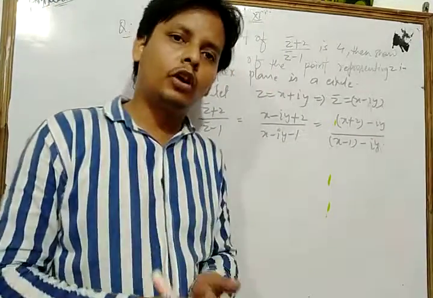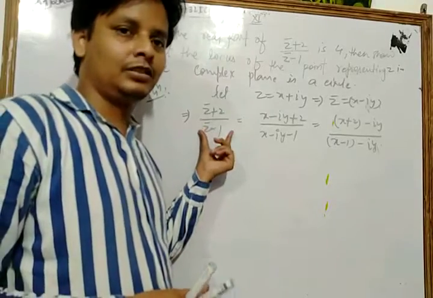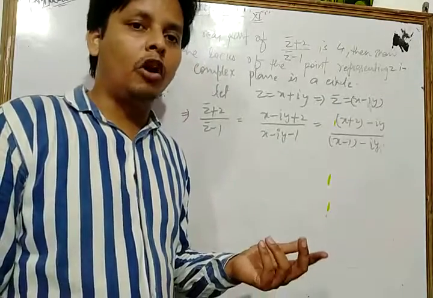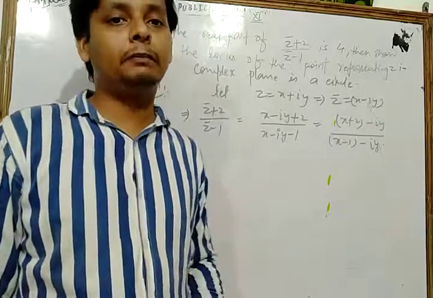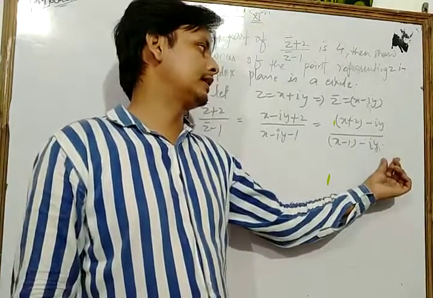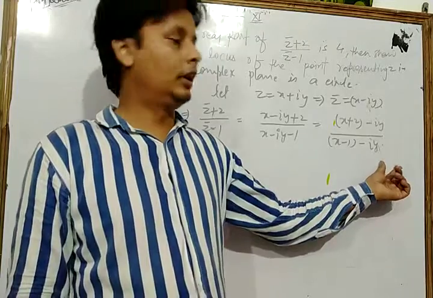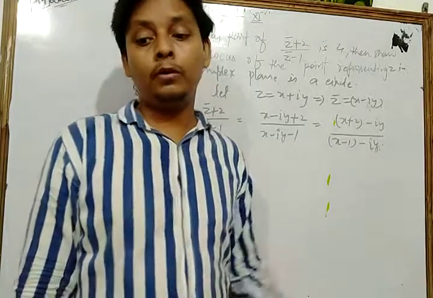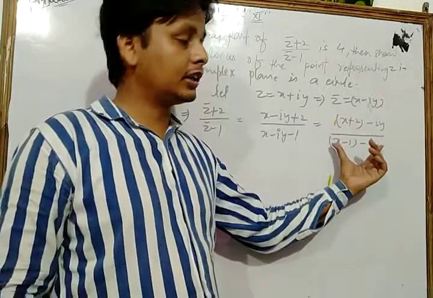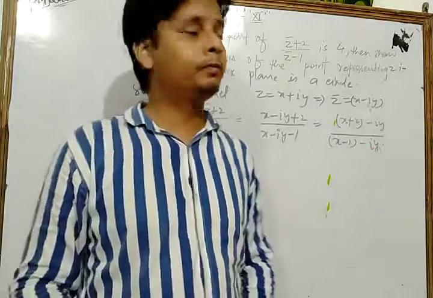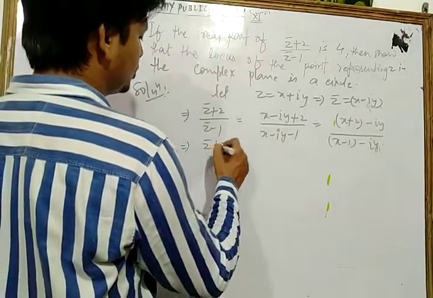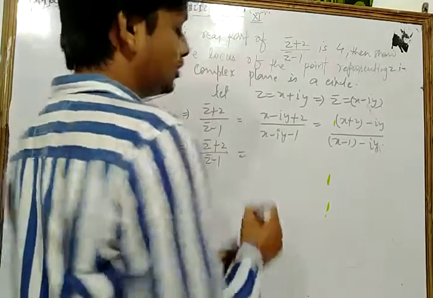Now dear student, first of all you convert it into its standard form of complex number, that means a plus ib. For that, first of all we multiply both the numerator and denominator by the conjugate of its denominator. So after converting the given complex number into its standard form, you can solve it, and after that what do we get as the value of z bar plus 2 upon z bar minus 1?